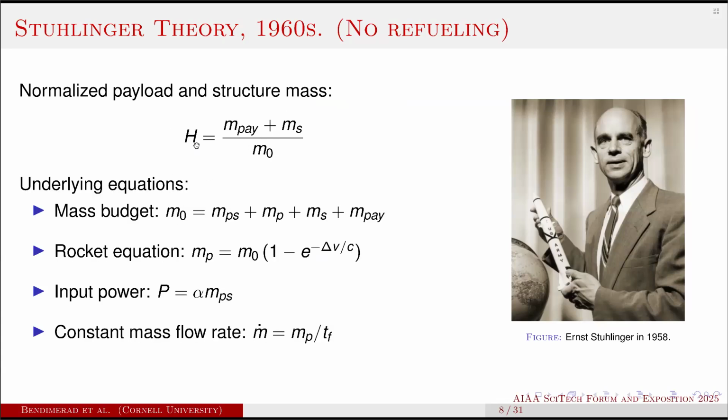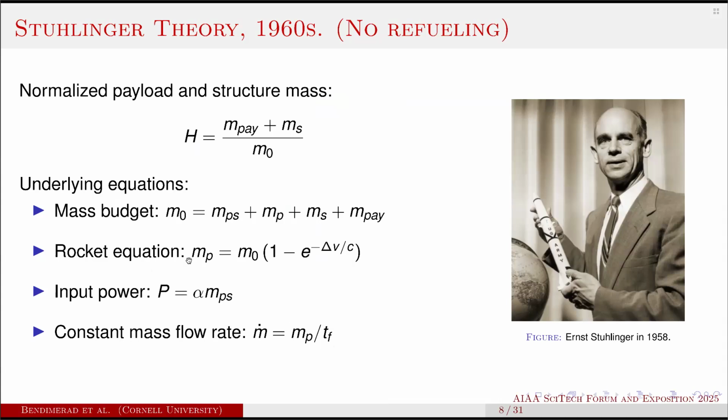Then, using these underlying equations, he was able to derive an expression for this quantity. So he used the mass budget of the spacecraft. So M0 is the total mass, MPS is the mass of the power system, MP is the mass of the propellant, MS is the mass of the structure, and MPL is the payload mass. In addition, he used the rocket equation and an expression for the input power, and he assumed a constant mass flow rate m dot. So this assumption allows us to write m dot equal to the total mass of the propellant divided by the firing time of the thruster.